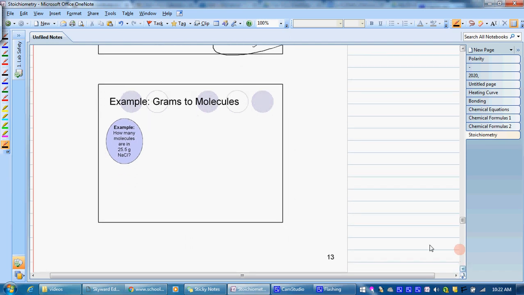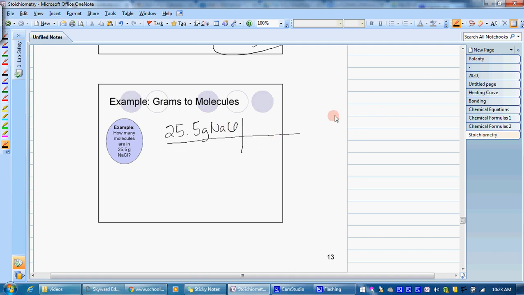Now if we want to go from grams to molecules, we're going to use what we just learned plus the previous video when we talked about converting from molecules to moles. So here it's telling us we're going to start with 25.5 grams of sodium chloride. The only way we can convert from grams to molecules is if we convert to moles first. So if anything is in grams, you always have to convert to moles first.